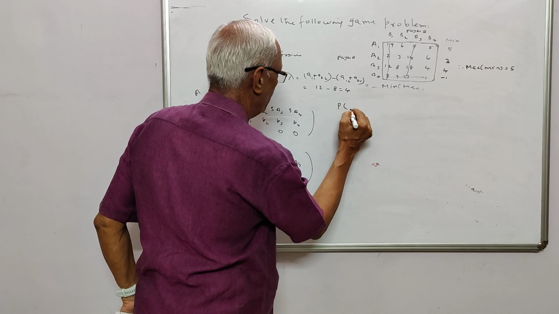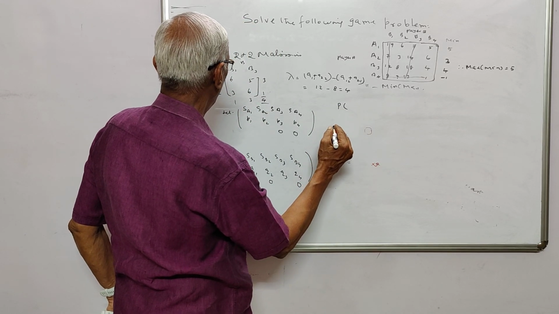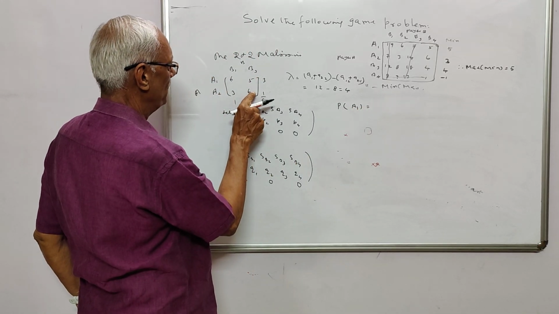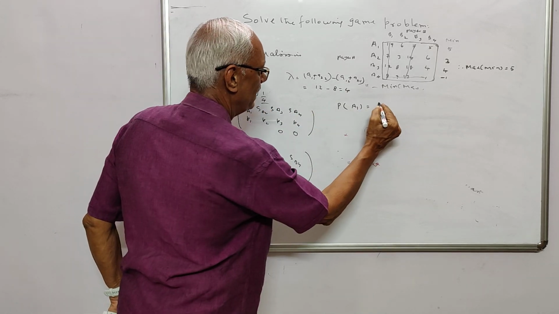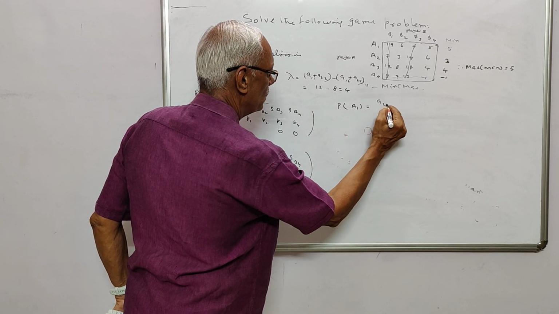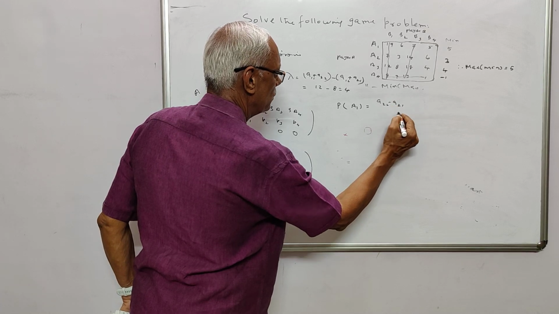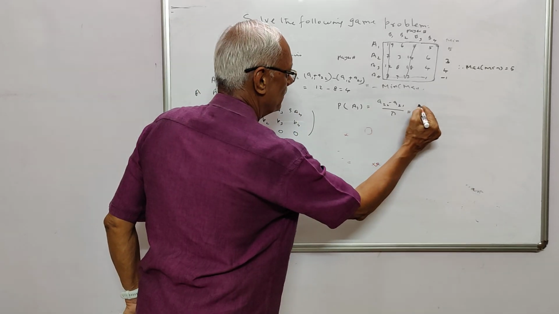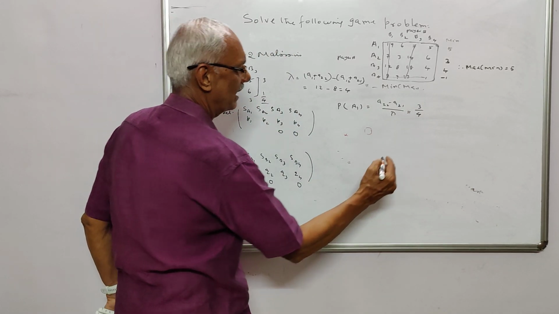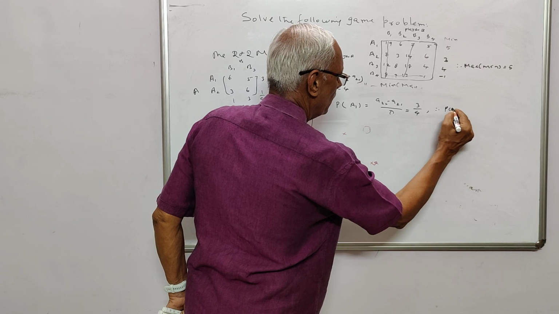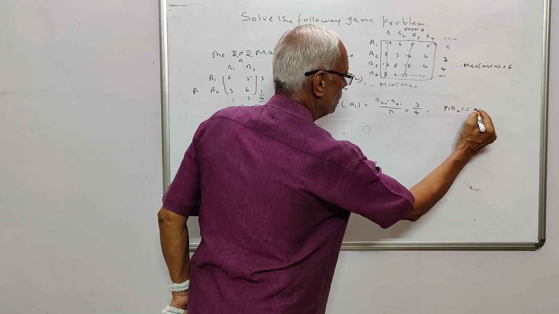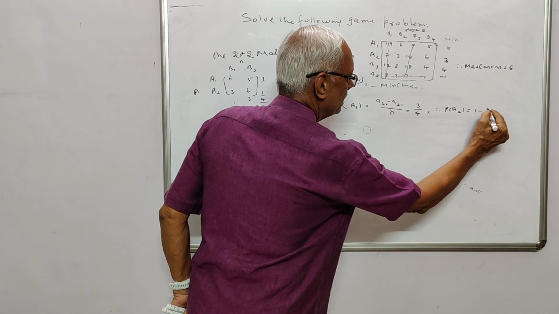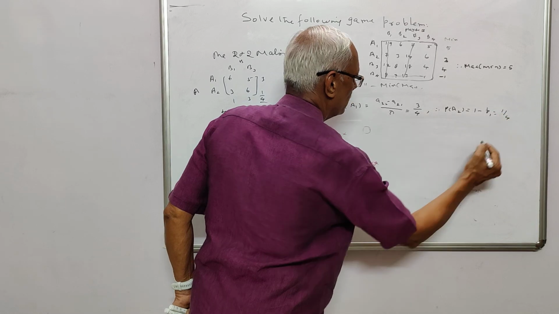Now, probability of A1. See, probability of A1 will be equal to what? 6 minus 3 is 3. A22 minus A21 divided by lambda. A22 is this, 6 minus 3, 3 by 4. Therefore, P of A2 is equal to 1 minus P1, that is equal to 1 by 4.